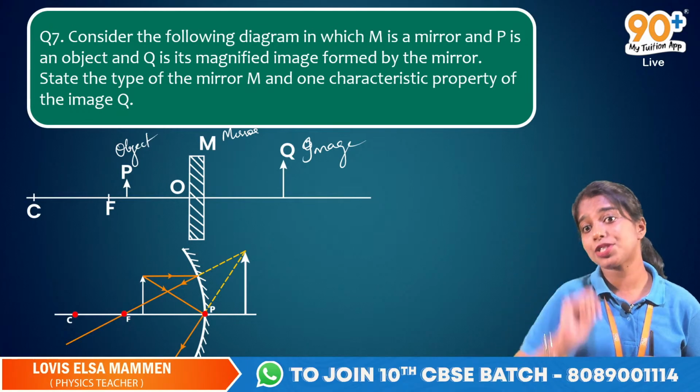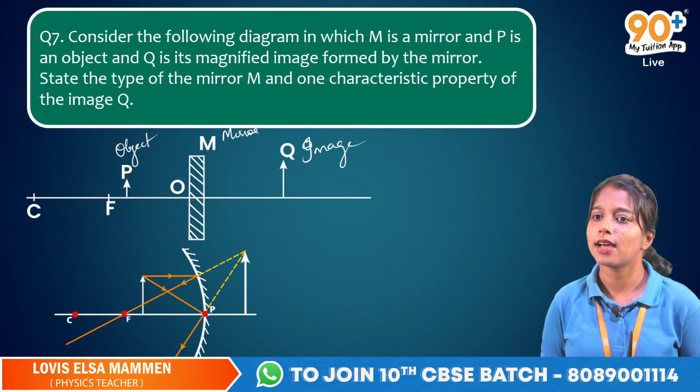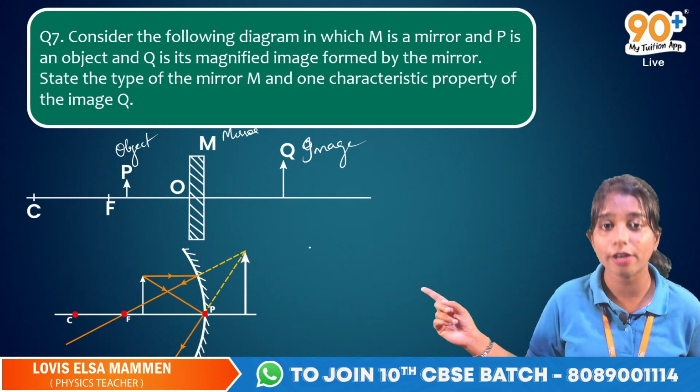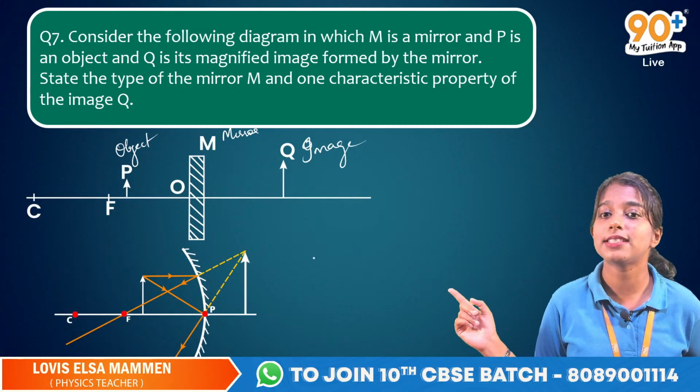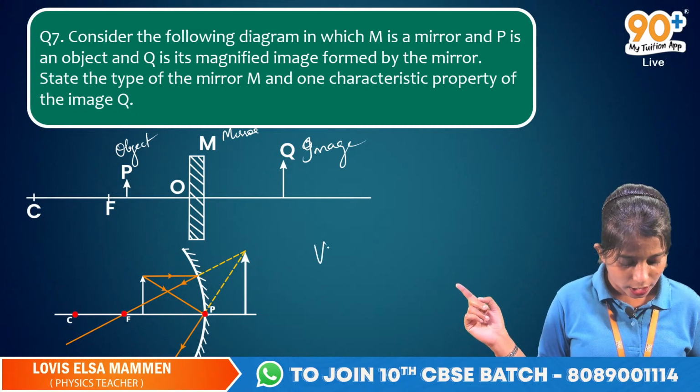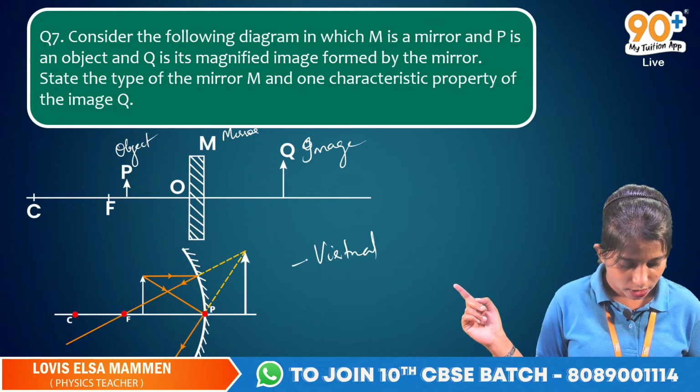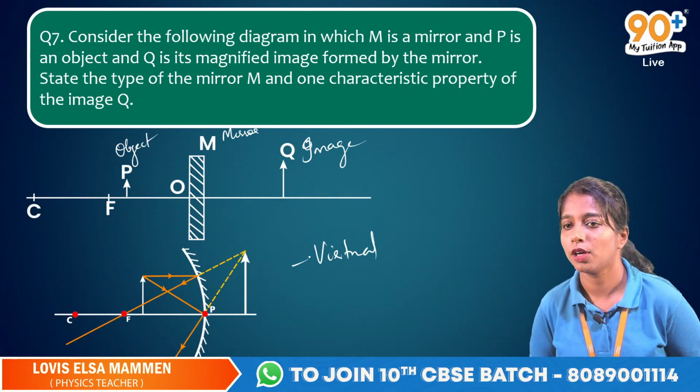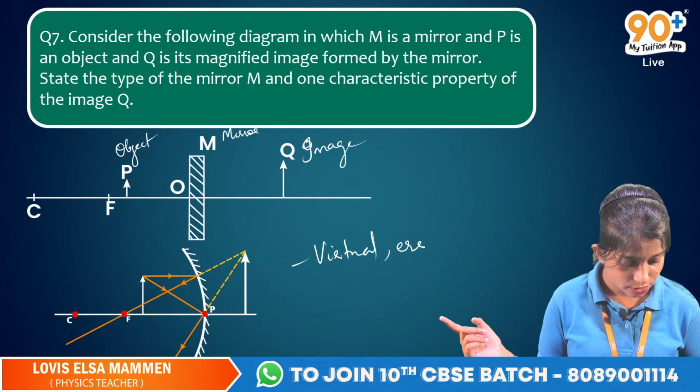It's an enlarged image, it's an erect image. So you have got one of the properties of this image, which is the virtual image. The image formed is virtual. It's an erect image.